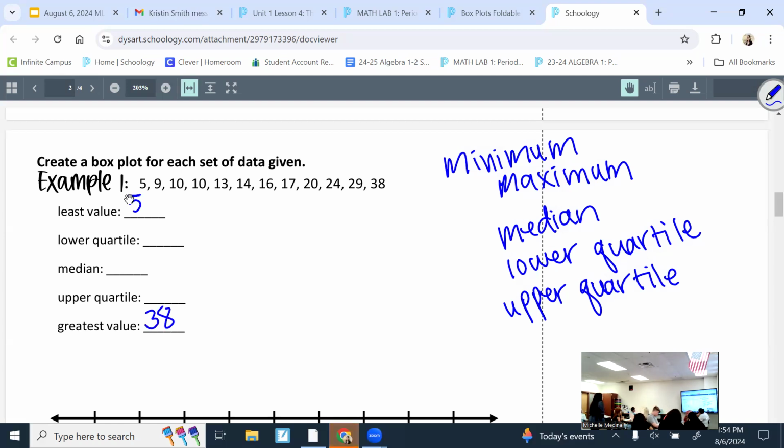Then you would have to find the median before you find your lower and upper quartile. Median means the middle number of your data set. You just go left, right, assuming the data set's in order, which it is, until you get a middle number or middle two numbers. If I have an even number of data points like I do here, I should expect there to be two numbers in the middle. And what happens when I have two numbers in the middle?